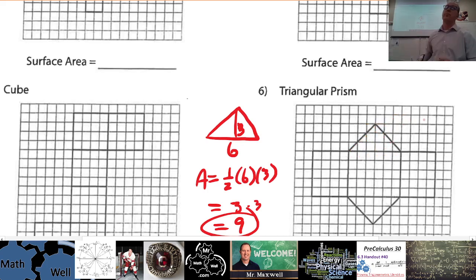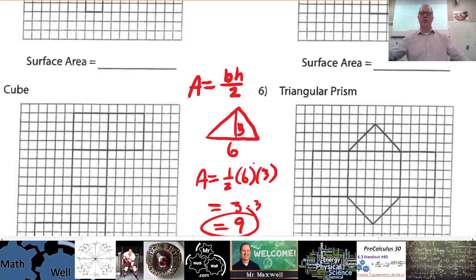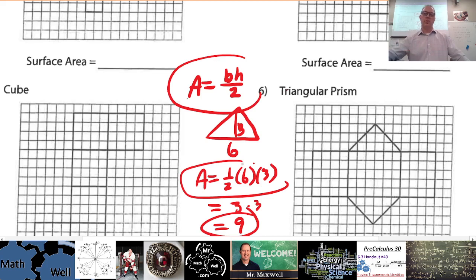Where'd you get the 1 over 2? That's the area for a triangle. You can also write it like this, b times h over 2. So those would be the same area, right? You can do 1/2 in front, or you can do all over 2. Okay?